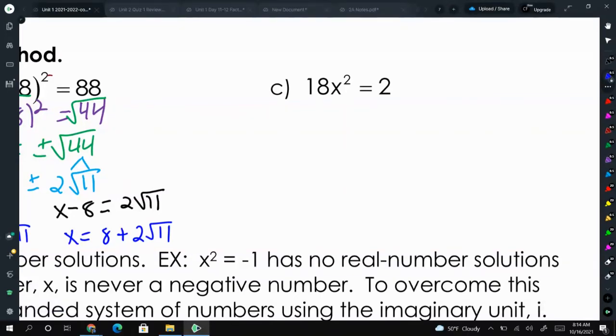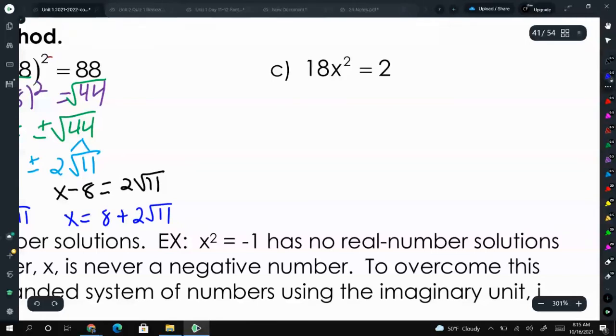Now, letter C, one of the first things you might notice is that both of these numbers are even. And this is one of those questions where there's a couple ways that you could solve this that are almost equally efficient. You could subtract 2 from both sides and then factor out a 2, and you would get a difference of 2 squares and do that. But that seems a little bit more work than just dividing both sides by 18. When we divide both sides by 18, we get x squared equals 2 over 18. x squared equals 1 over 9.